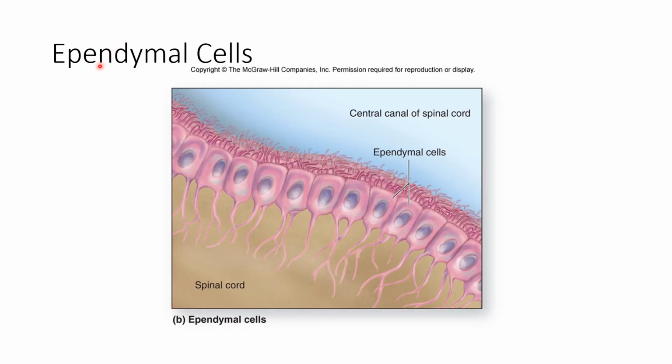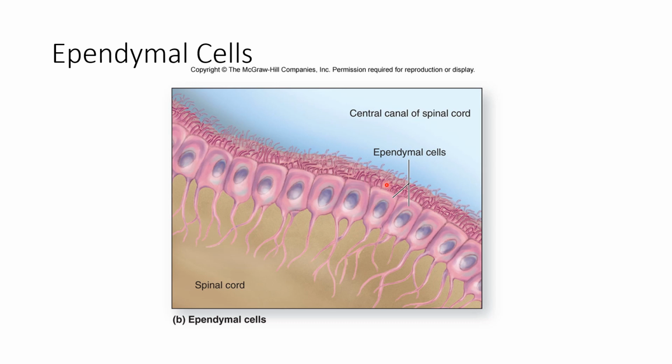Another type of glial cell we have in our central nervous system is known as the ependymal cell. Our ependymal cells look something like this. They have a bunch of cilia, those hair-like structures on their surface. Having cilia allows those ependymal cells to sway back and forth, and they can sway the cerebral spinal fluid. So they can actually help move that cerebral spinal fluid.